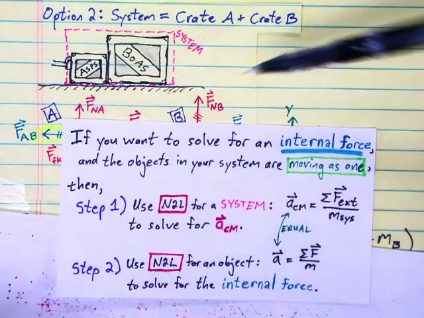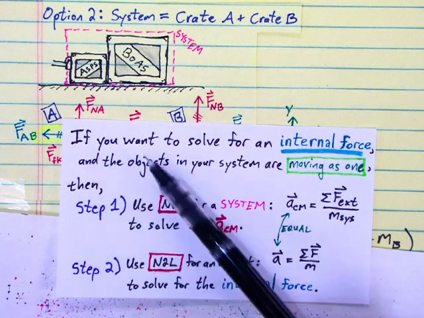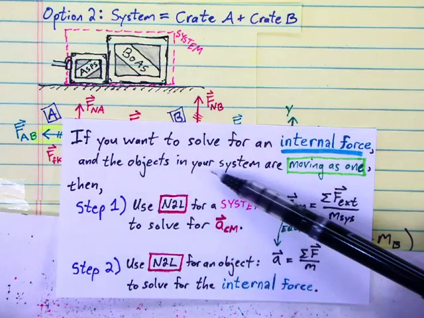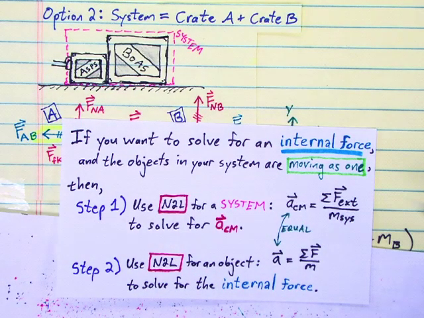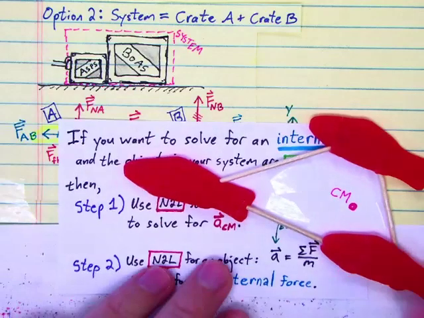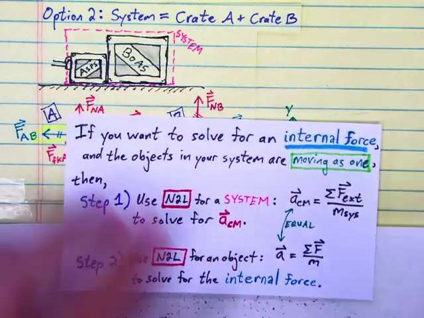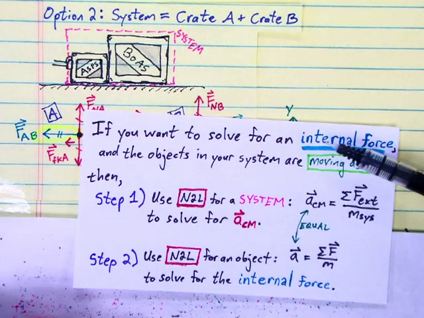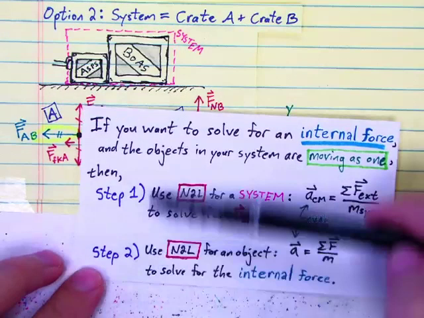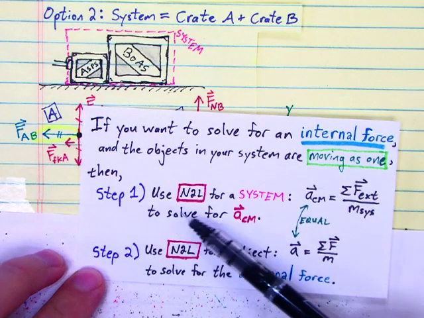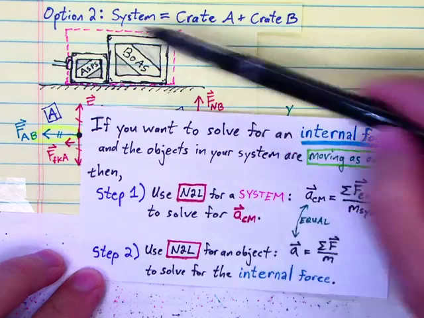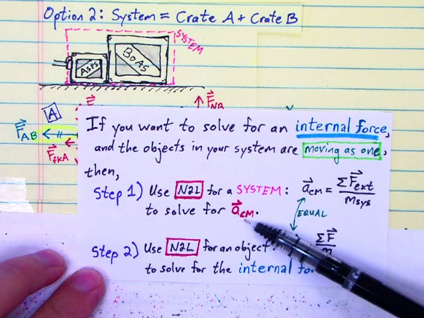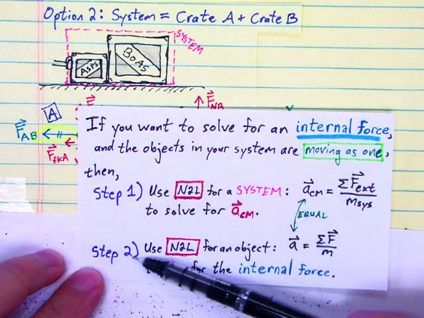So in a situation like this, if you want to solve for an internal force and the objects in your system are moving as one, like the fish here, our crates are moving as one. If that's your scenario, then we have a 2-step process. Step 1, first we're going to apply Newton's second law for a system, this equation, and solve for the acceleration of the center of mass. Then we'll come to step 2. So let's do step 1 first.